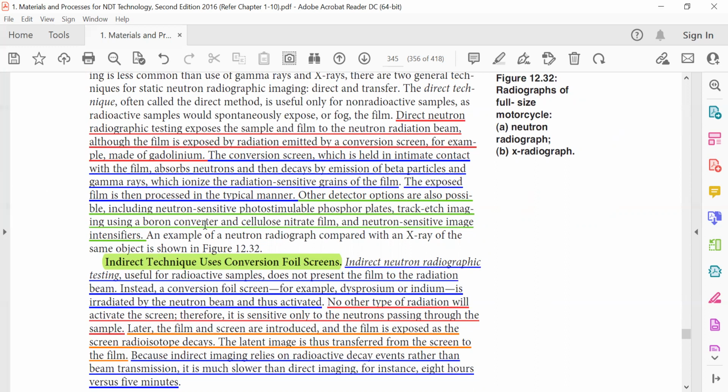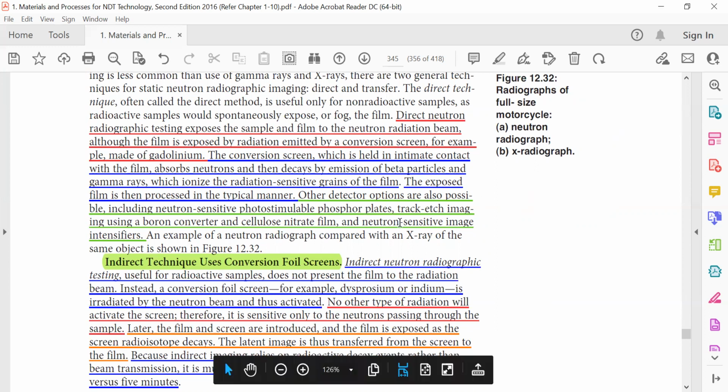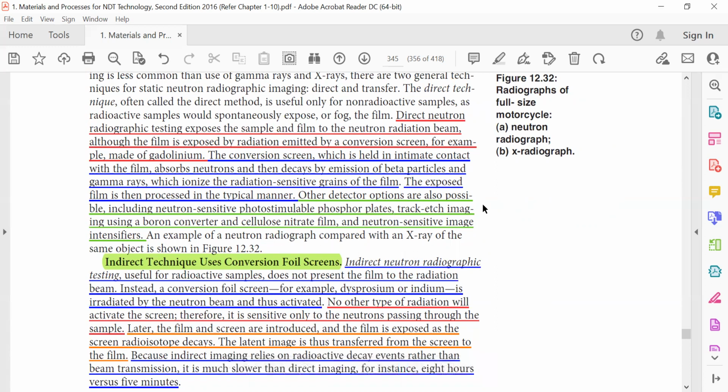The exposed film is then processed in the typical manner as in a radiographic darkroom. Other detector options are also possible, including neutron sensitive photostimulable phosphor plates, track imaging using boron converter and cellulose nitrate film, and neutron sensitive image intensifiers.